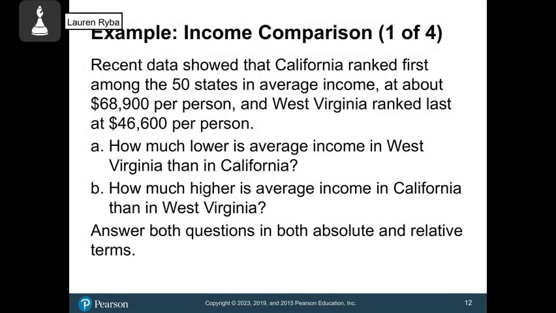Recent data showed that California ranked first among the 50 states in average income at about $68,900 per person, and West Virginia ranked last at $46,600 per person. Two questions. How much lower is average income in West Virginia than California? And then how much higher is average income in California than West Virginia? We're going to do both of these in absolute and relative terms.